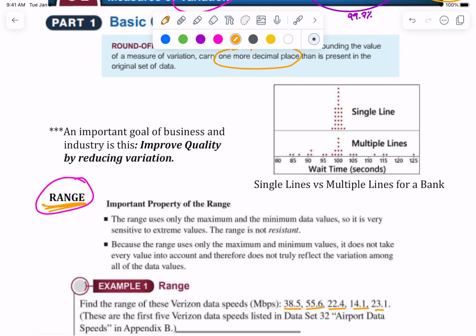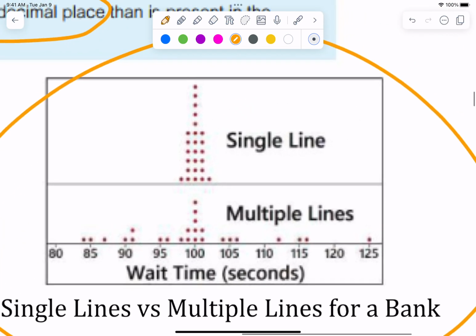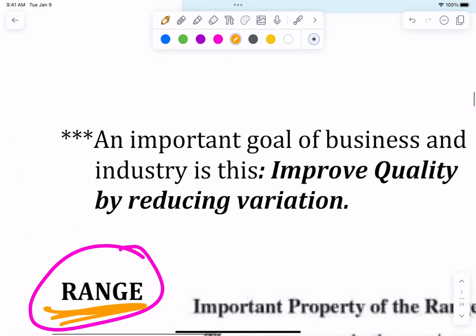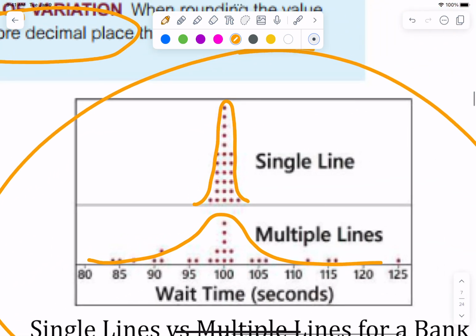I put a star here, and we're going to talk about this example really quick because it talks about how data varies, okay? This is kind of following a bell-shaped curve right here, except this bell-shaped curve is really tall, and this bell-shaped curve is really spread apart, okay? Now, here's what happens. It's talking about quality by reducing variation, okay? So variation typically is not considered to be a good thing.